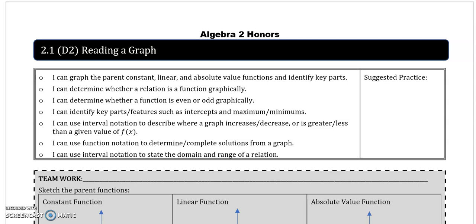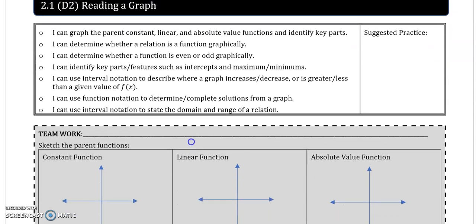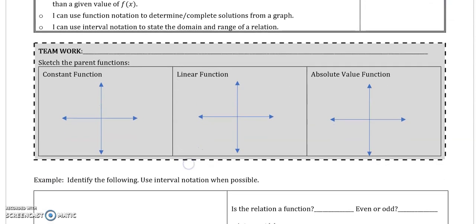Okay, today we're going to go over reading a graph. Before we start analyzing a graph, let's go ahead and go over some basic parent functions for this unit. So the first one is a constant function, so that's going to be y equals any number. Okay, and notice that there is not an x attached to that number. It could just be like y equals 3 or y equals 4. So when you have an equation like this, it is going to be a horizontal line on your graph.